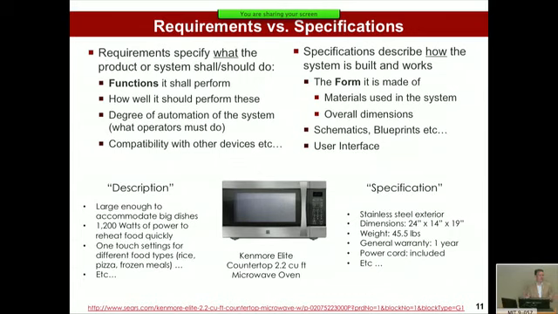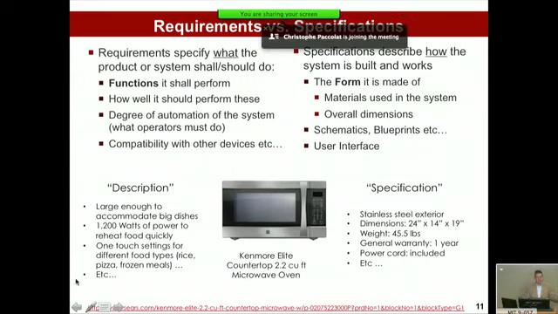CONOPS for the microwave. Family, 4 kids, both parents are working. Busy, not time to spend 2 hours preparing dinner. Therefore, big dishes, a lot of people. It has to be quick, right? That's a CONOPS.